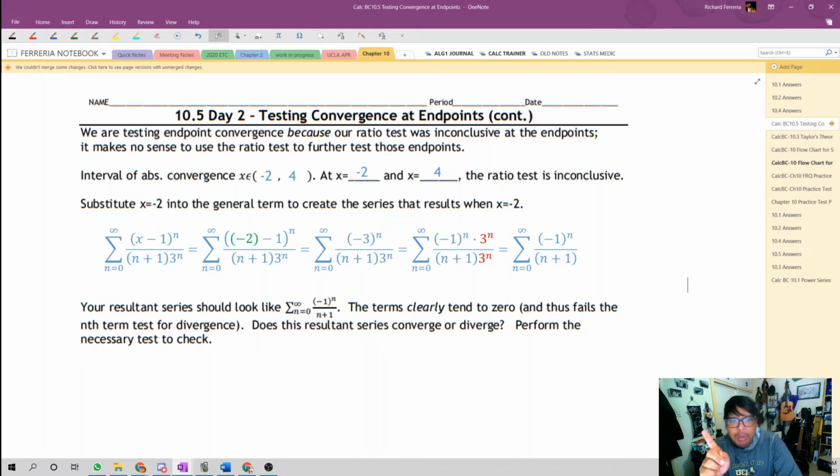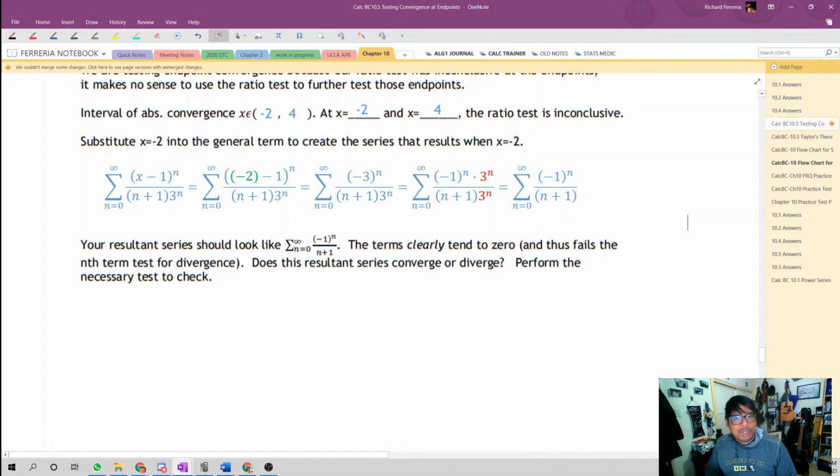Okay, so this is what we do at the endpoints. We substitute the endpoints, we simplify the series, and we get a series that doesn't have an x anymore. It's no longer a power series. So the resulting series should look like (-1)^n over n plus 1, check.